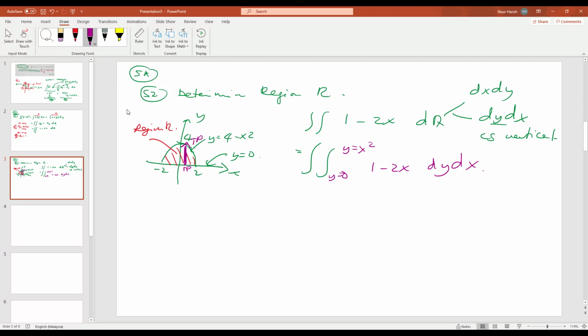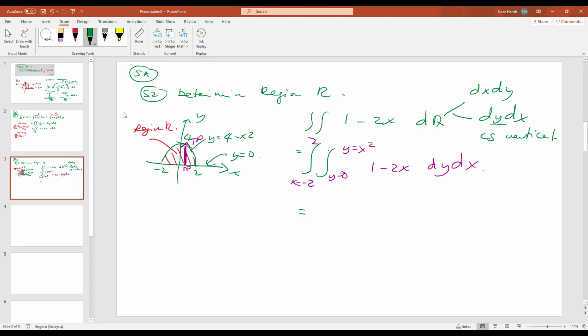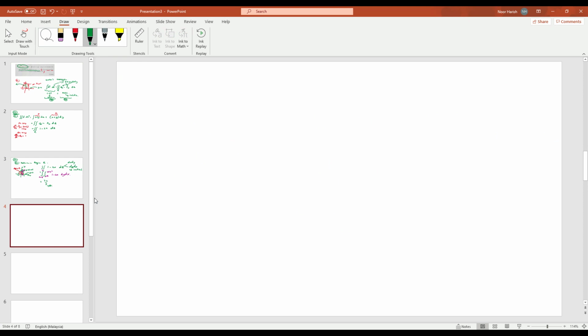Okay, so the value of x will be from negative 2 to 2. If you solve the integral, you will get the answer of 32 over 3. Okay, so next you have to do the right hand side.